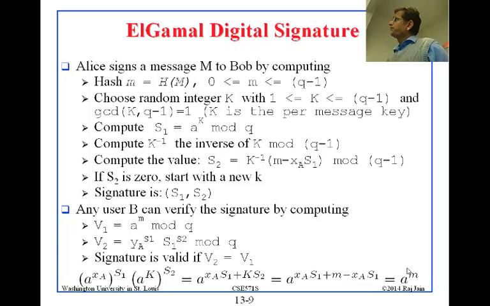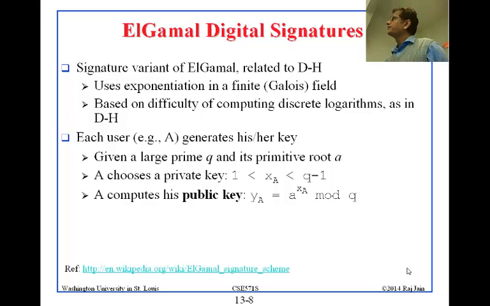What he does is he takes the hash of the message. So you take message M and get the hash. And then you choose a random number K between 0 and Q minus 1. This hash is between 0 and Q minus 1. Okay, we skip this slide, sorry. Signature variant of El-Gamal, I think I already said that.